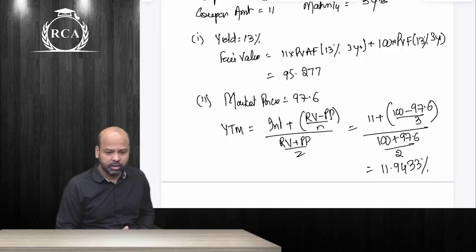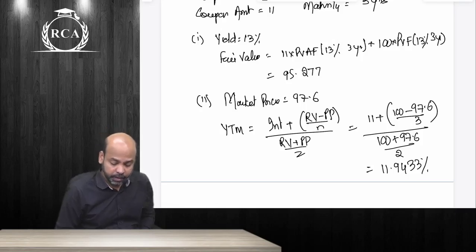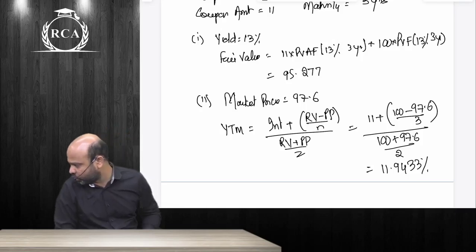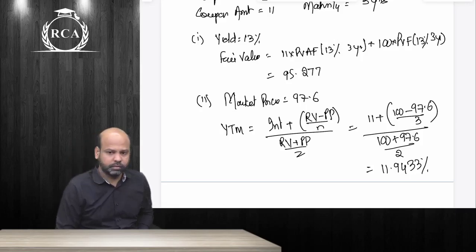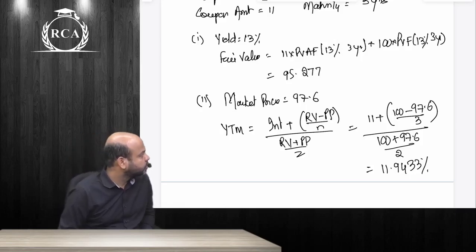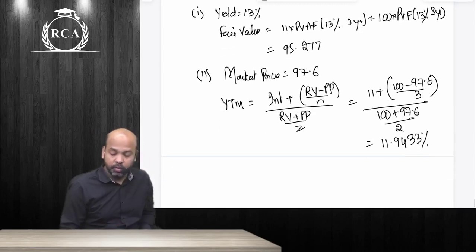Next, beta, 12th. Please check, guys, if you all got the answers. Market price is 95.277. YTM is 11.9433%.